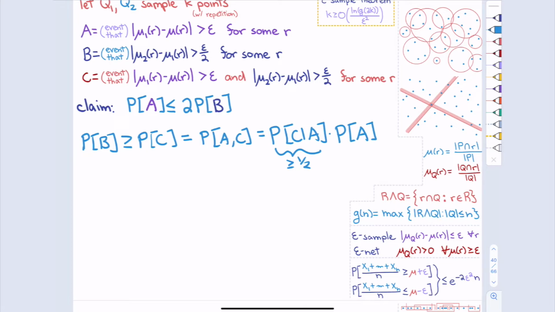If event A occurs, then there's some range R that we mismeasured by at least epsilon, right? So A implies some R such that the absolute value of mu1(R) minus mu(R) is greater than epsilon.